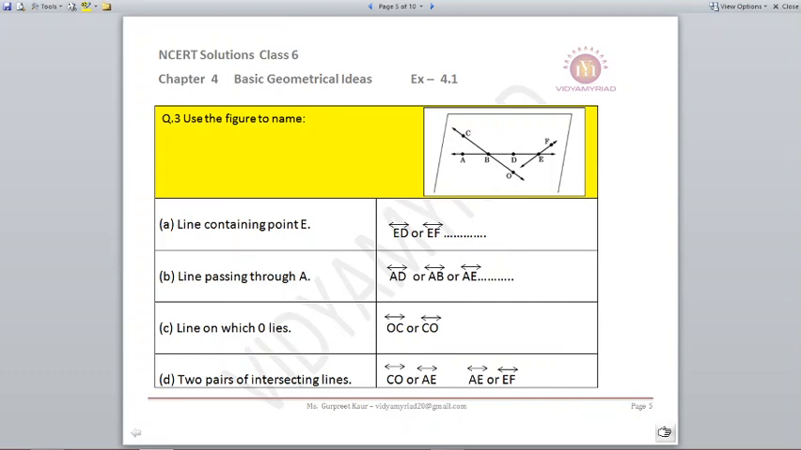Two pairs of intersecting lines. You can write CO or OE, AE or EF, and even you can change your answer. You can write it as CO or AD. You can write DE or EF. Likewise, there can be other pairs of intersecting lines also.